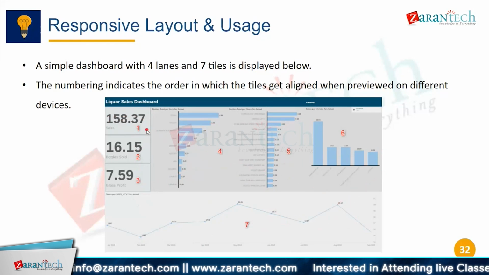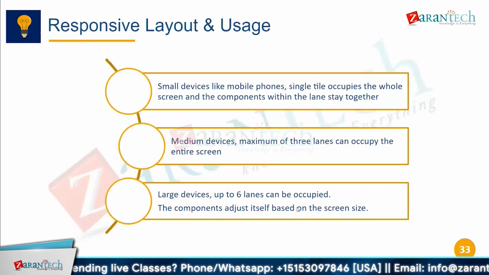Let us see how the system aligns when you see it on different screens. This is the desktop view. You have the sales, bottles sold, gross profit, all the numeric point charts on the left side, and on the right side you have the bar charts, and below you have the line chart or the calendar map. When you move to different devices, the small devices like a mobile phone, one single tile occupies the whole screen and the components within this lane stay together.